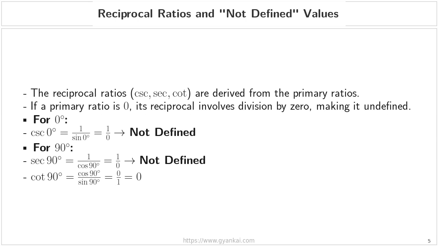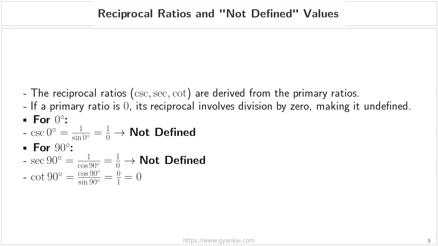Now let's look at the case for 90 degrees. We established that the cosine of 90 degrees is 0. Following the same rule, the secant of 90 degrees, which is 1 divided by the cosine of 90 degrees, results in 1 divided by 0, making it also not defined.